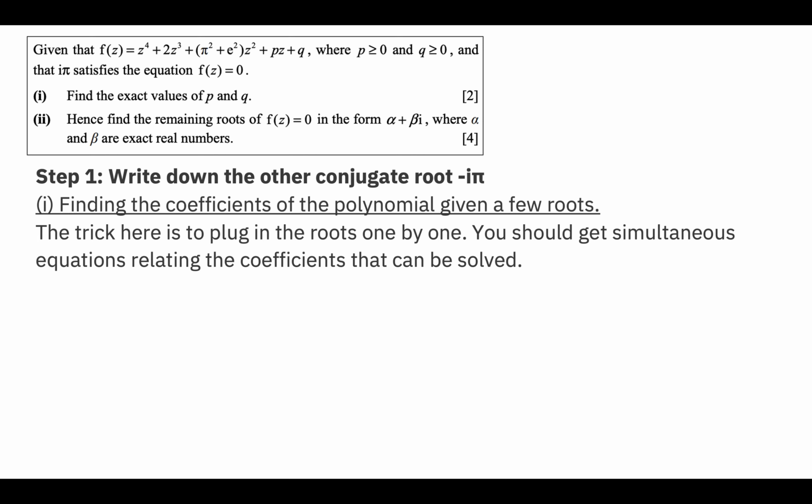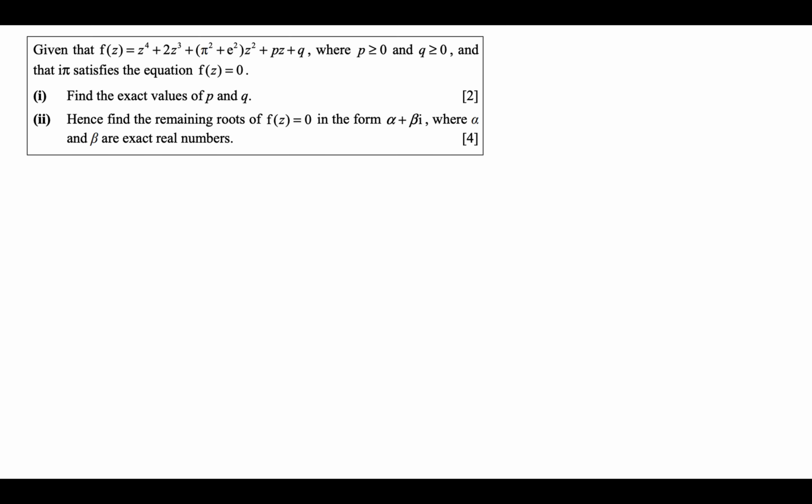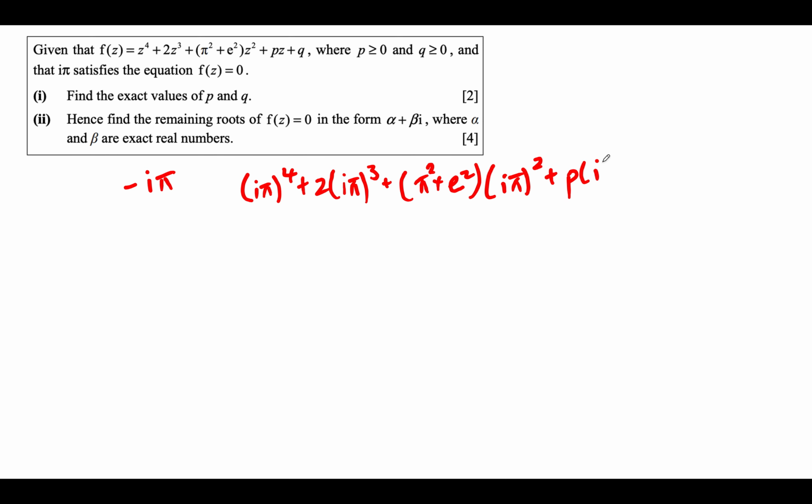Right, so the trick here is to plug in the roots one by one. And after that, you'll get simultaneous equations relating the coefficients that can be solved. Right, so now we're going to plug in i pi, then minus i pi. So we know that minus i pi is a root, but maybe we can try plugging in i pi first. When we plug in i pi, we get (i pi) to the 4 plus 2 (i pi) to the 3. So we just write it out neatly first. Right, and then we simplify this. So this becomes minus pi squared. So minus pi to the 4 minus pi squared.